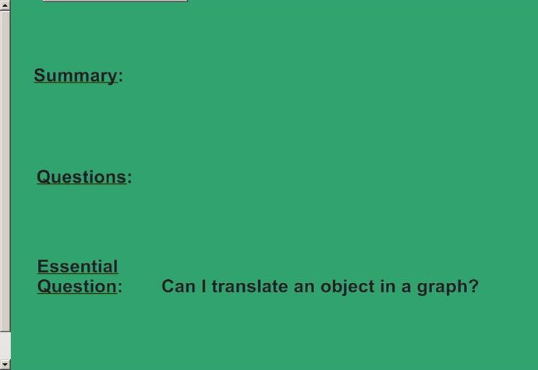Okay, translations are very easy to work with. You will see it'll get more challenging when we look at some of the other transformations. But jot down your summary, and notate any questions that you may have, and keep in mind your essential question. Can I translate an object in a graph?